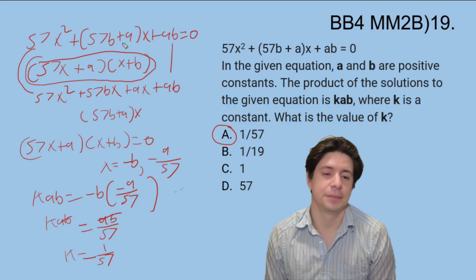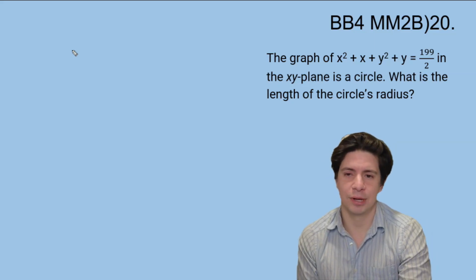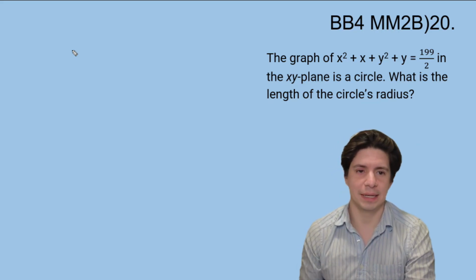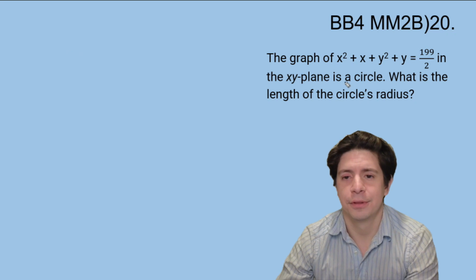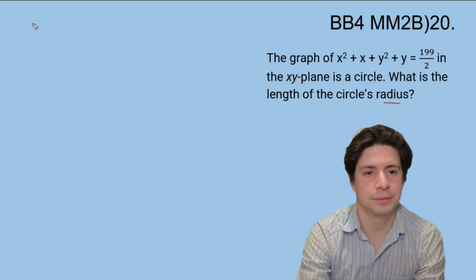Nothing too crazy, right? Our graph of x squared plus x plus y squared plus y equals 199 over 2 in the xy plane is a circle. What is the length of the circle's radius? Okay, so for this one, right, it's asking for radius. And let's go over standard form of a circle.